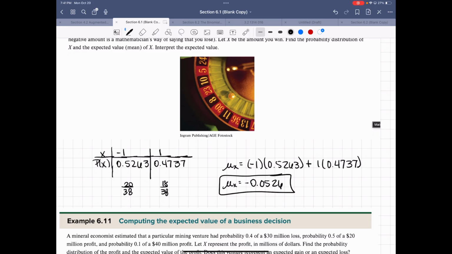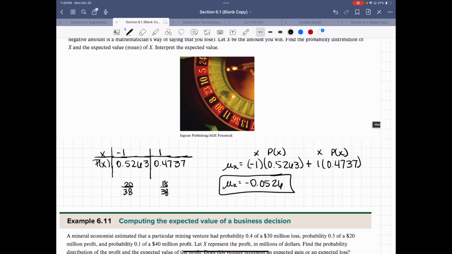Okay, so we find the mean to find our expected value. So -1, we lose $1, times 0.5263, that's its probability. This is X times P of X plus X times P of X. Okay, that we win $1 is 0.4737.